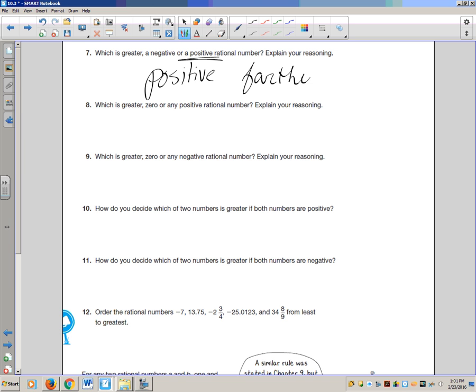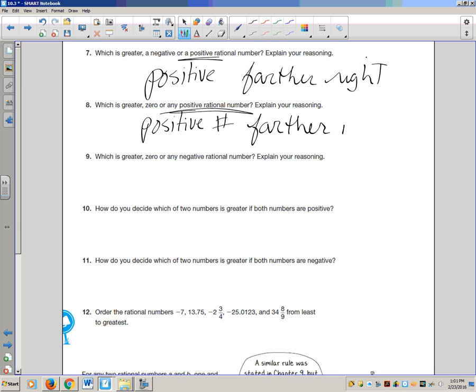Farther right. Which is greater, 0 or any positive rational number? Positive. Positive number, not hashtag. Farther right. If we keep repeating.